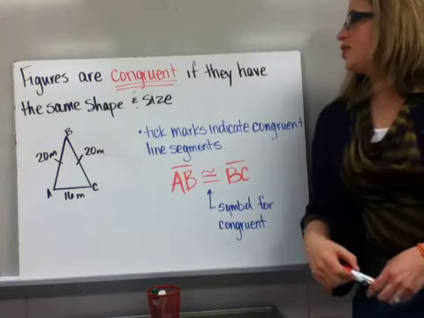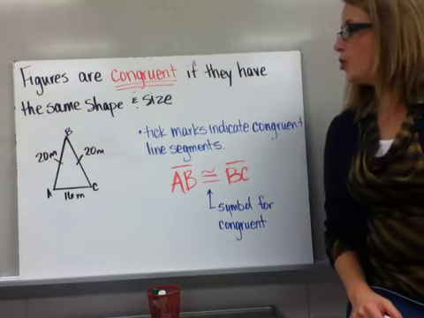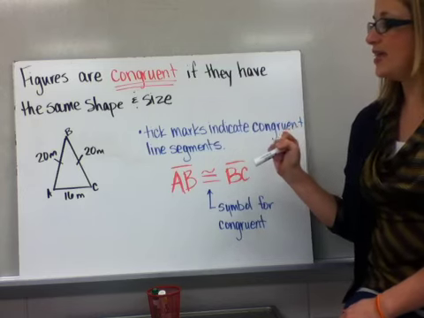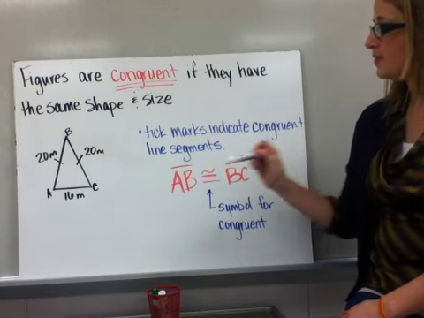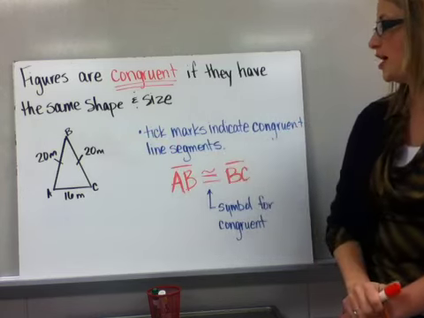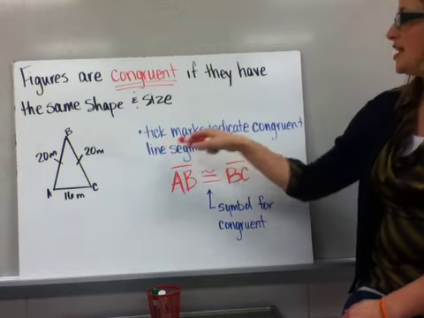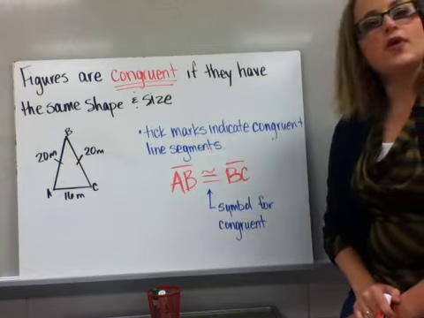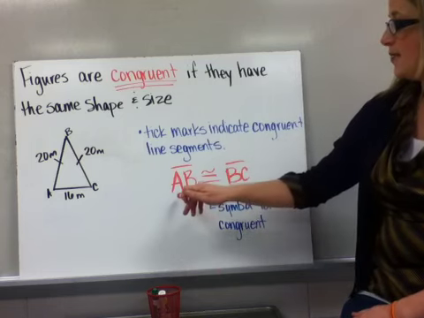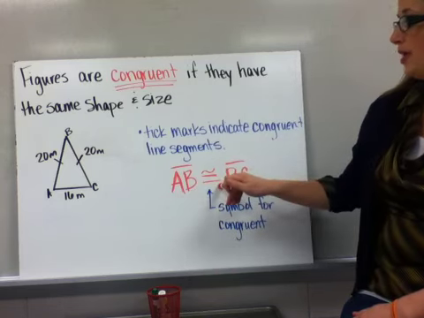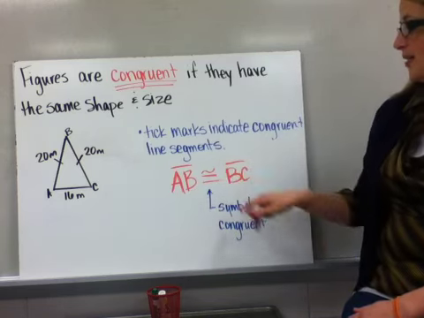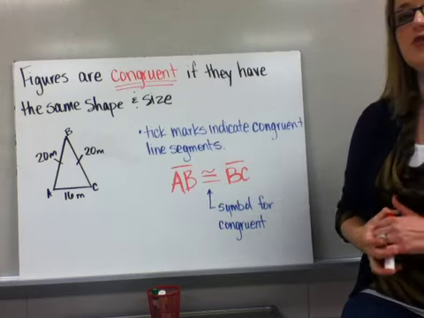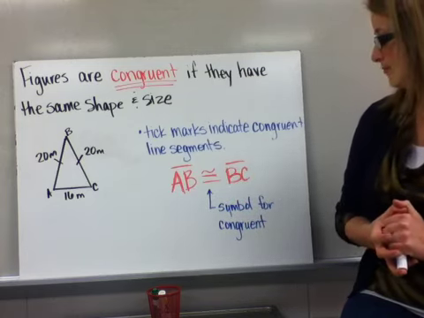Another concept we're going to deal with is figures that are congruent. They are congruent if they have the same shape and the same size. So if we look at this isosceles triangle right here, the tick marks indicate that those are congruent line segments. The segment AB is congruent to segment BC. That equal sign with a squiggle on top means those 2 figures are congruent.